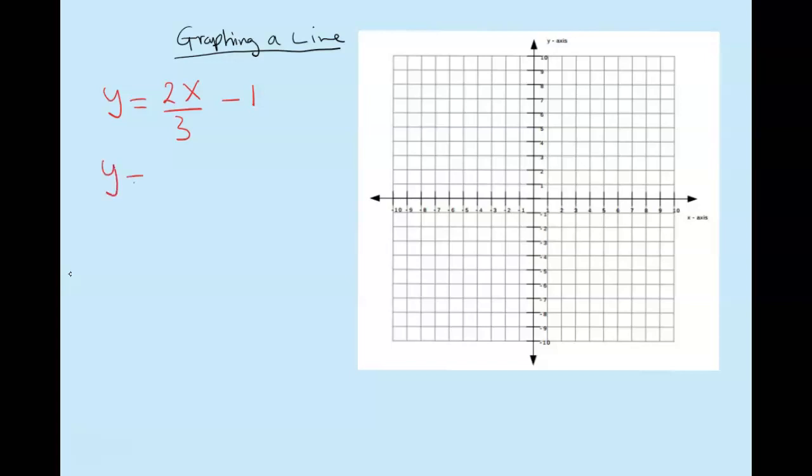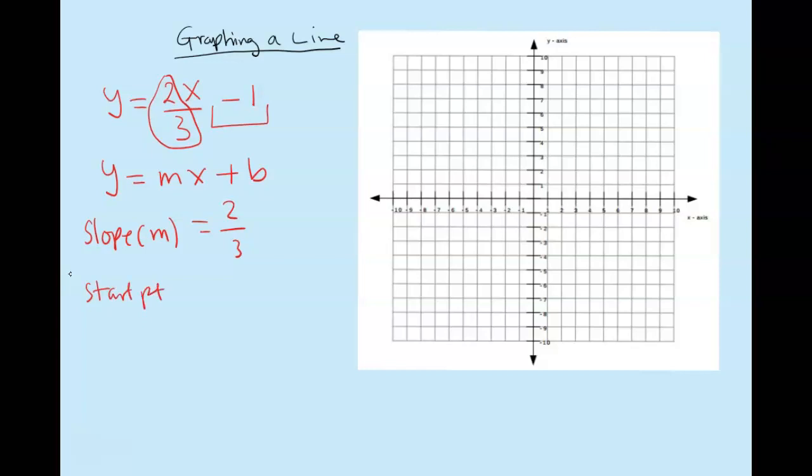Okay, so let's look at this one. We compare it with our y is equals to mx plus b. So our slope is this coefficient here. So our slope m is 2 over 3. For y-intercept, our start point, which is b, is going to be 0, -1.